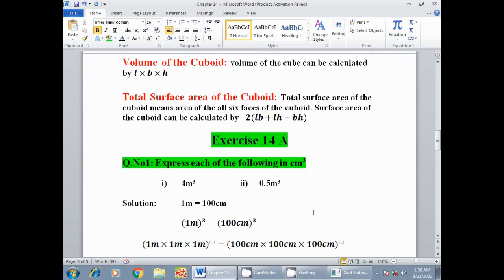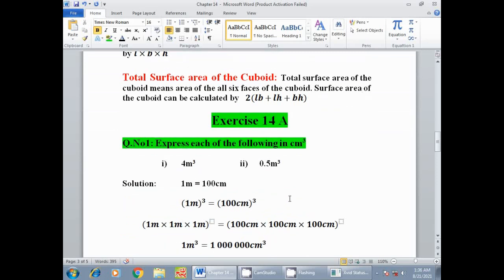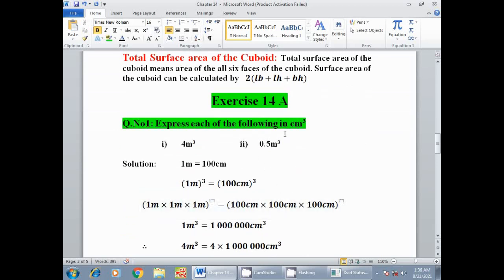Exercise 14A. Question number 1 from this exercise. Express each of the following in cubic centimeters. Part 1. 4 cubic meters. Now we have to express this 4 cubic meters in cubic centimeters.